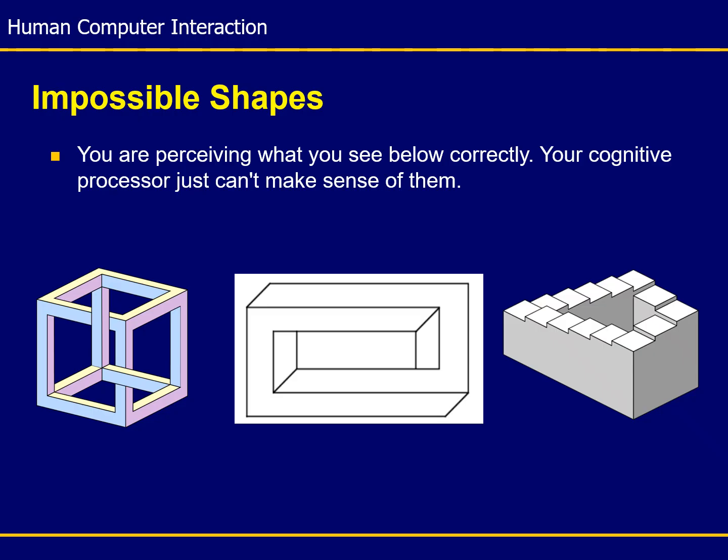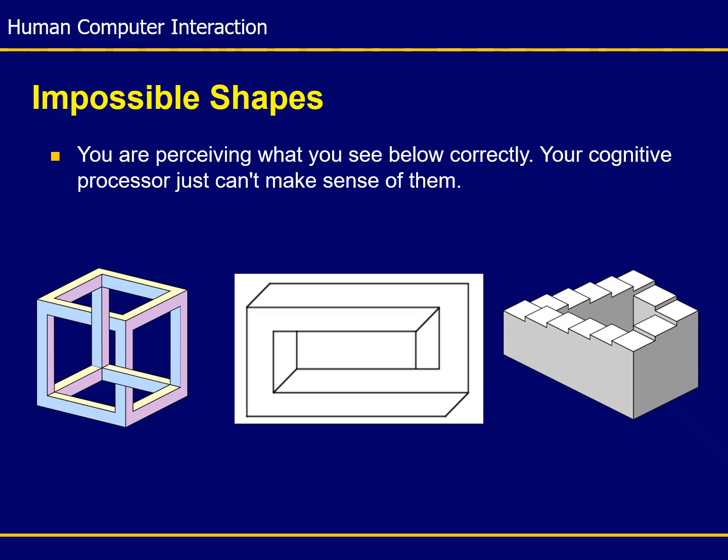The same thing if you look at the figure at the center. If you try to find where is the inside from the outside, where is the front from the back, you're completely confused. What is confusing you is that your cognitive processor is not making sense of this. It contradicts what you have stored in your memory of objects and pictures and rectangles and so on. The same thing for the box at the left. It just does not make sense. But you are perceiving it correctly.